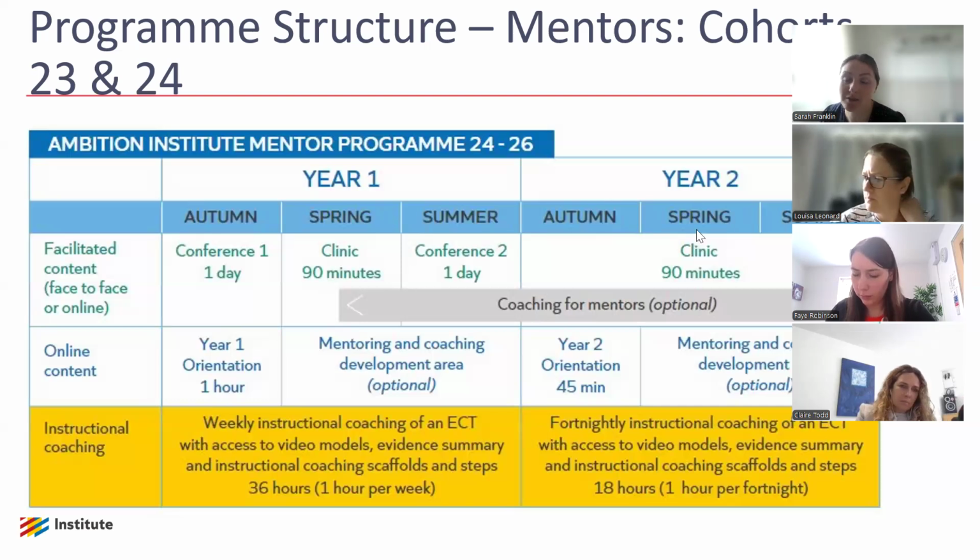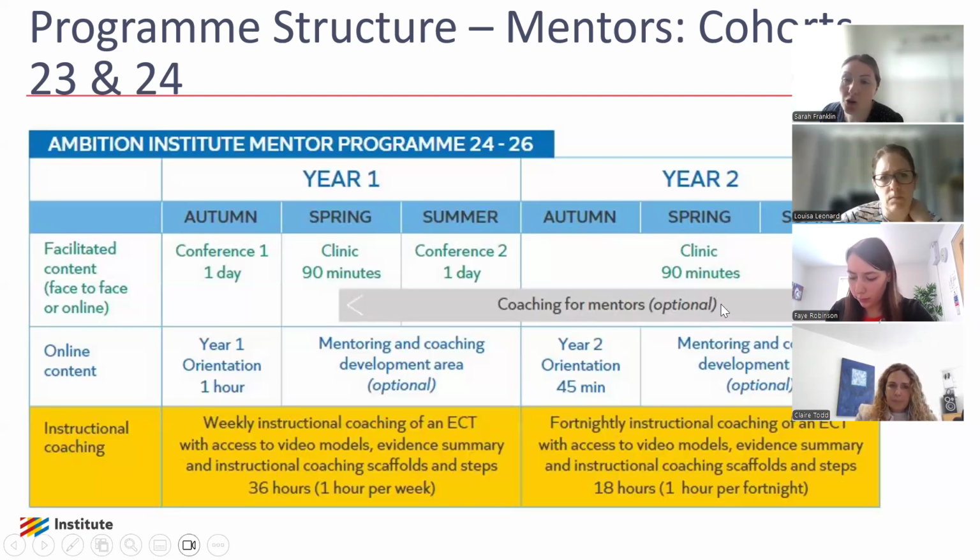I generally think spring term is probably the best, because you've got a lot of events going on in the autumn term, but leaving it until summer feels like a bit late. So I would advise spring term is probably quite good.